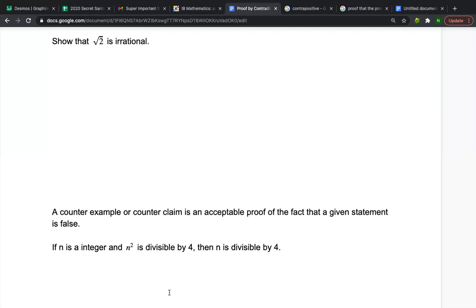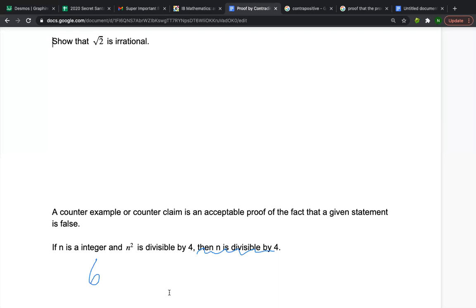So let's look at this example. It says if n is an integer and n squared is divisible by 4. So what I'm going to try to come up with is an example of a number. I'm trying to prove that it's not true. So I want to look at this and start here with something that is not the case. So I want a number that is not divisible by 4. So the first number that pops into my head is 6.